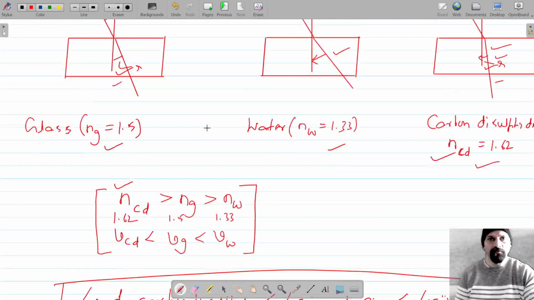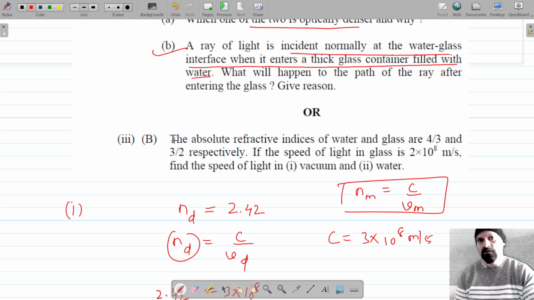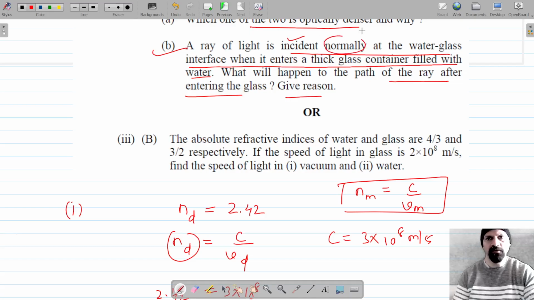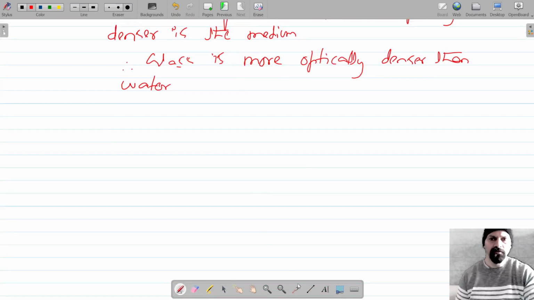Okay, now for the next one, it's given that a ray of light is incident normally at the water glass interface when it enters a thick glass container filled with water. So what will happen to the path of the ray of light after entering the glass? We have to give reasons. So ray of light is incident normally means 90-degree at the water glass interface. So there is a water glass interface means the light is entering from water into the glass.